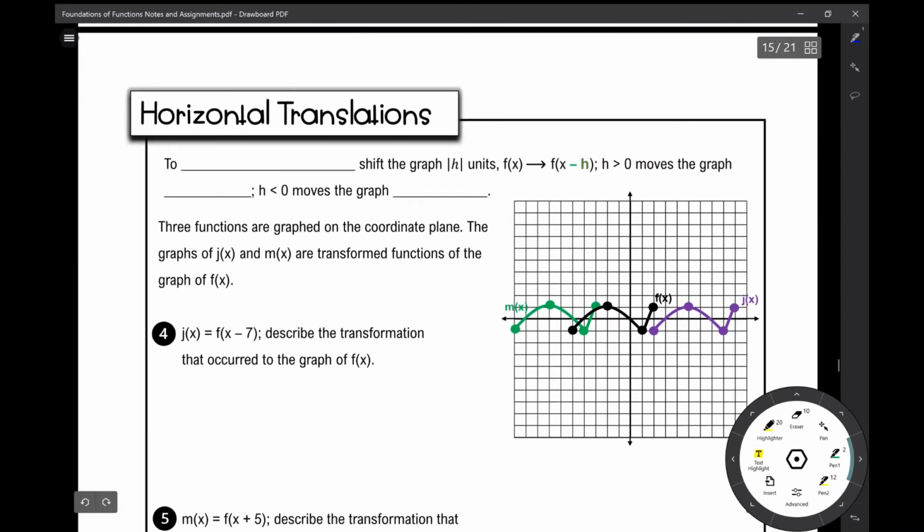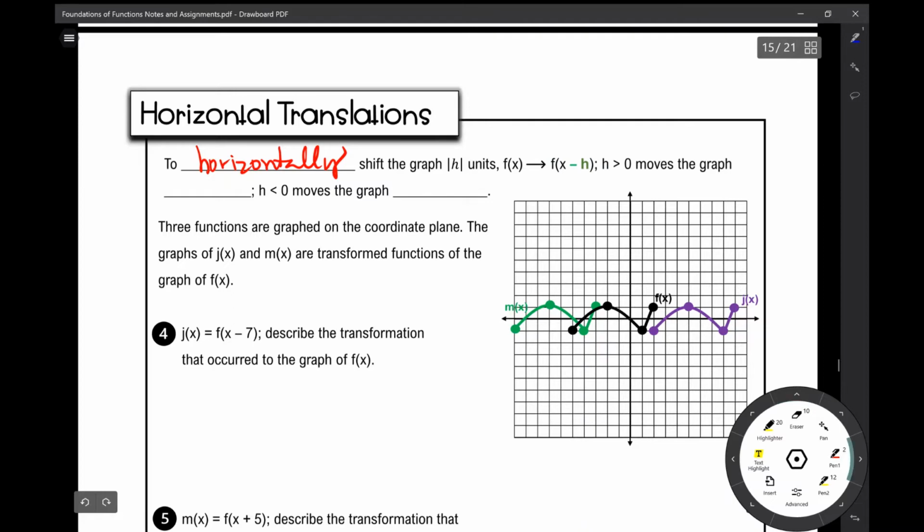Okay, horizontal translations. Let's change colors here just because I want to. All right. Horizontal translations. To horizontally shift the graph h units, or absolute value of h units, again, it does not matter if there's a negative in there. We're only looking at the number. So to horizontally shift the graph h units, we are looking at this right here, f of x minus h. That is how our graph is affected.